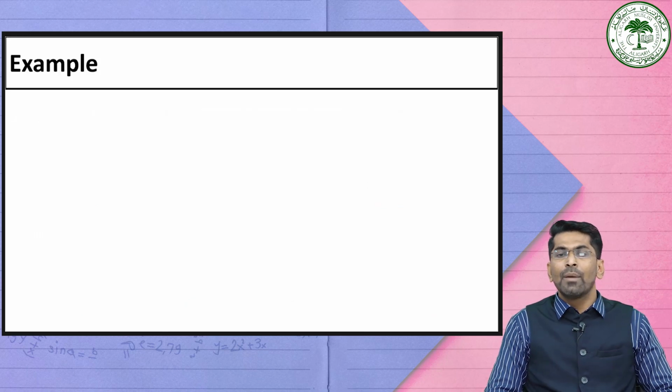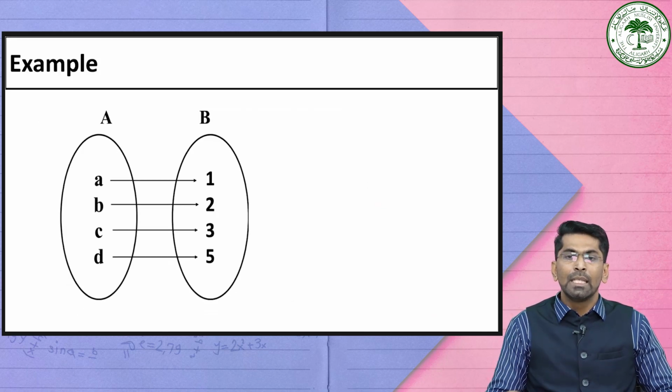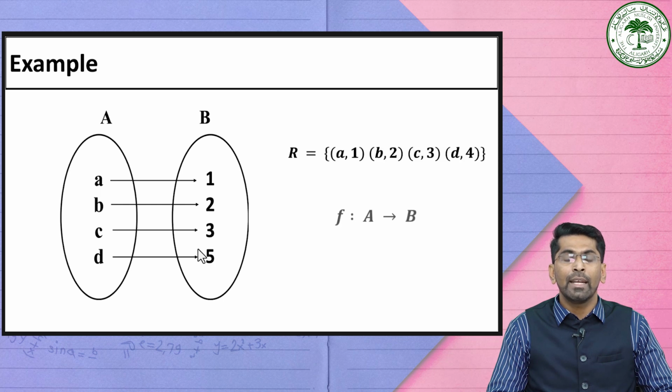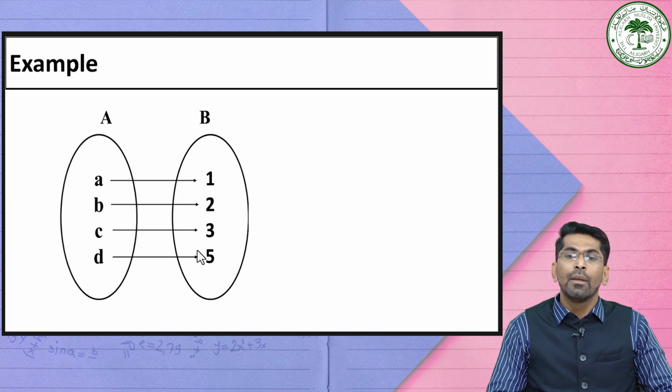Now consider one example in terms of a mapping diagram. See, this is a relation that is a function from set A to set B, where every element of set A has a unique image in the set B. We can say that it is a function from set A to B, where every element of A has a unique image in B, which is defined as a function from A to B.